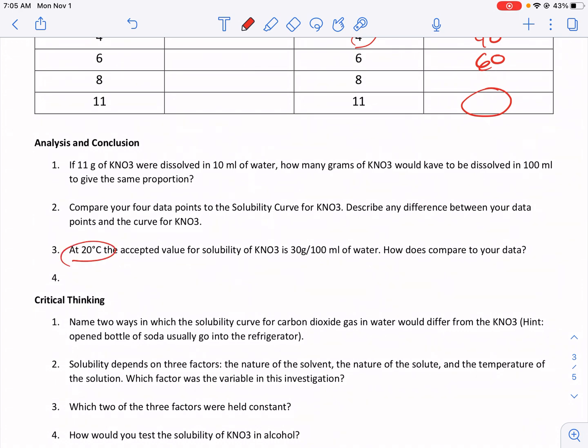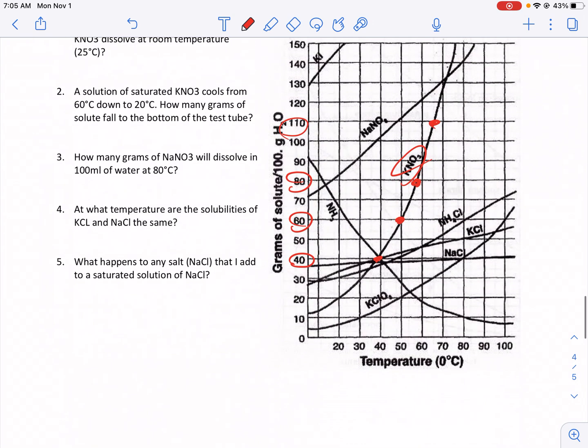Again, at 20 degrees C, the accepted value is 30 grams. So go to the graph, see if yours matches up with that.